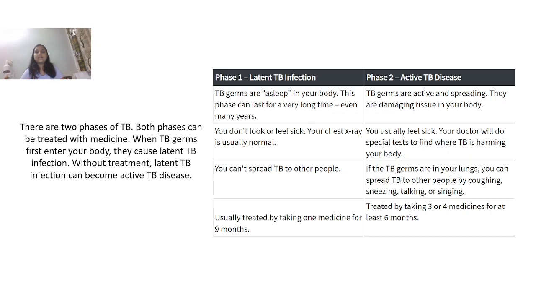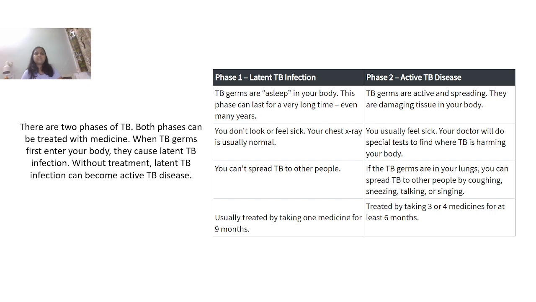So here are the two different phases, as I already told, and both phases can be treated. First, when TB germs enter your body, they cause latent TB. Without treatment, latent TB can become active TB disease. So it is advisable to know whether you are having latent TB or not, because if it becomes active and if it is a multi-drug resistant or drug resistant TB, it is very difficult to clear up the infection.